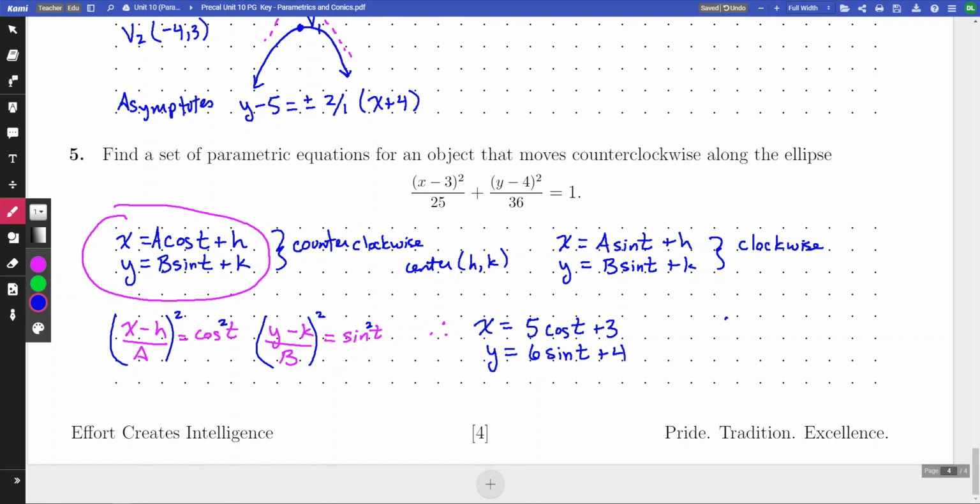plus 4. And we always have to make sure that we discuss our parameter. So we might say that, hey, our parameter for t, let's let it be all real numbers. So this is just going to be an object that moves counterclockwise along the ellipse forever and ever. And that's it for these.